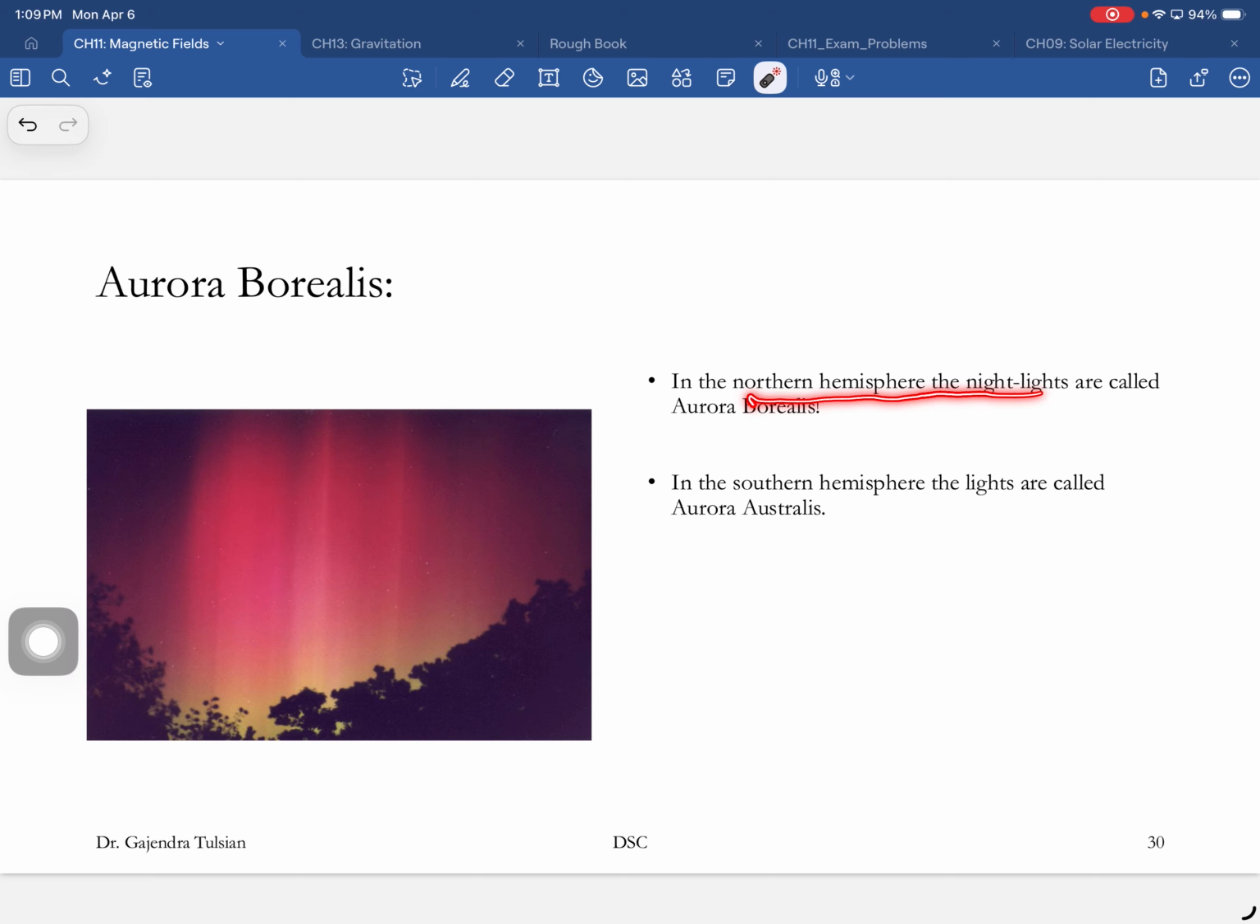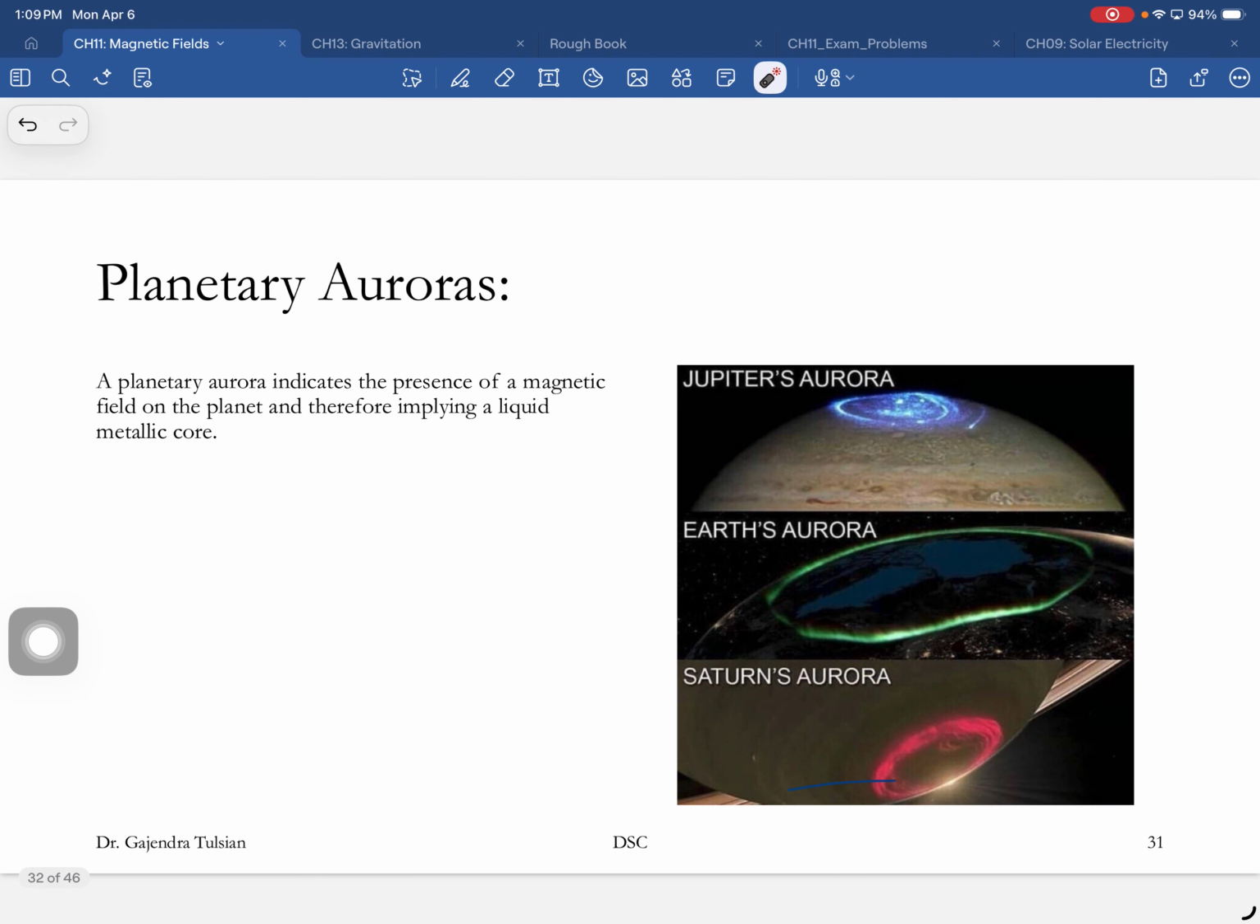In the northern hemisphere, the night lights are called aurora borealis. In the southern hemisphere, they are called aurora australis.